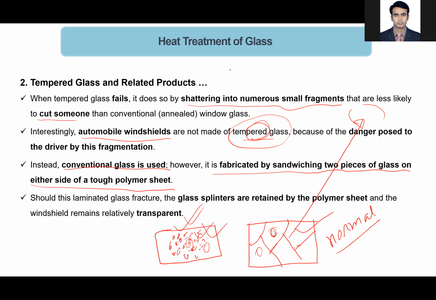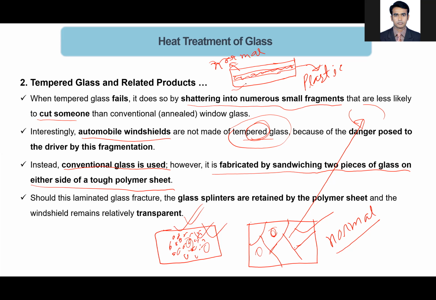What happens is that there are three layers. The inner layer is a transparent plastic, and the outer layers are either normal glass, to reduce the cost, or you can use tempered glass.